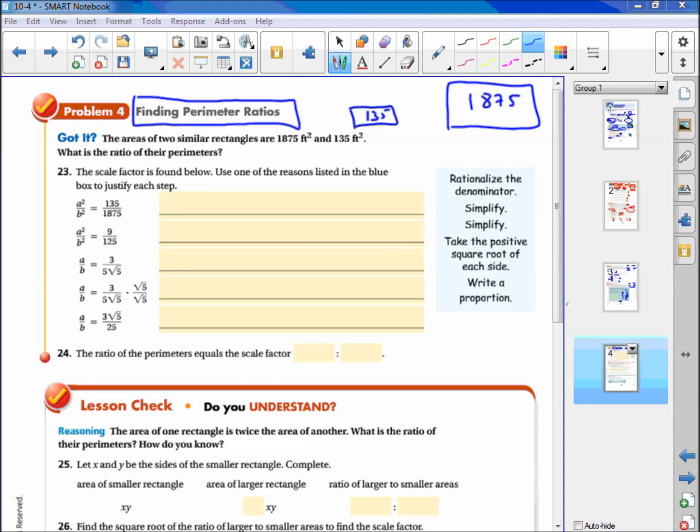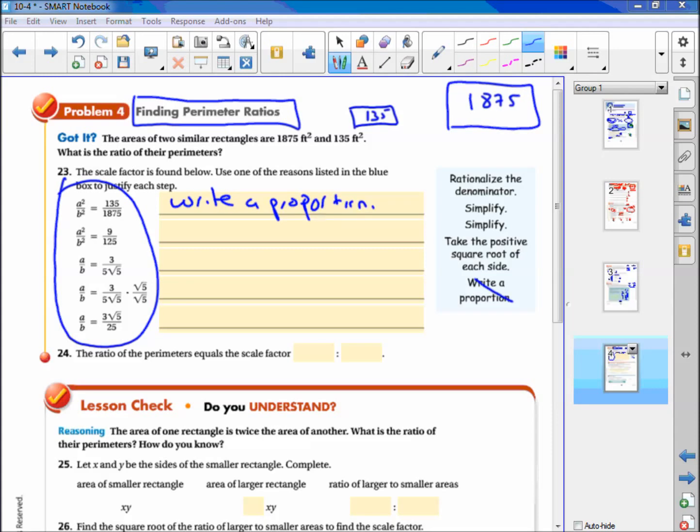All right, so down below we have the work to do that, and we have to put in the justifications. So the first thing they said was a squared over b squared equals 135 over 1875. And this is a proportion, so write a proportion. So that's using that one.